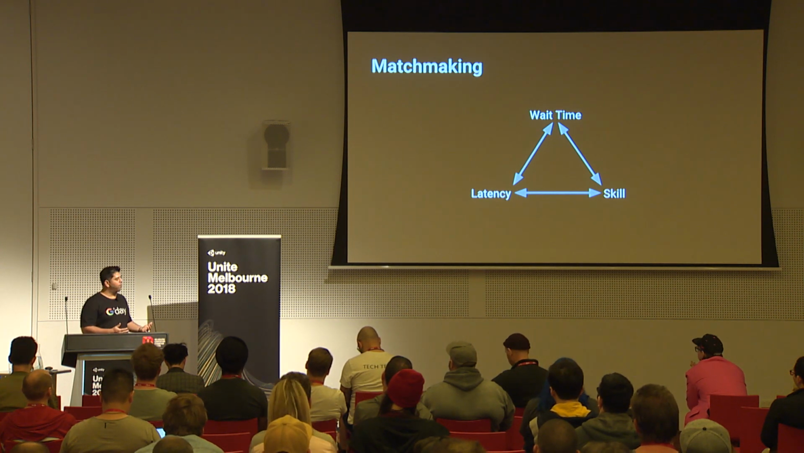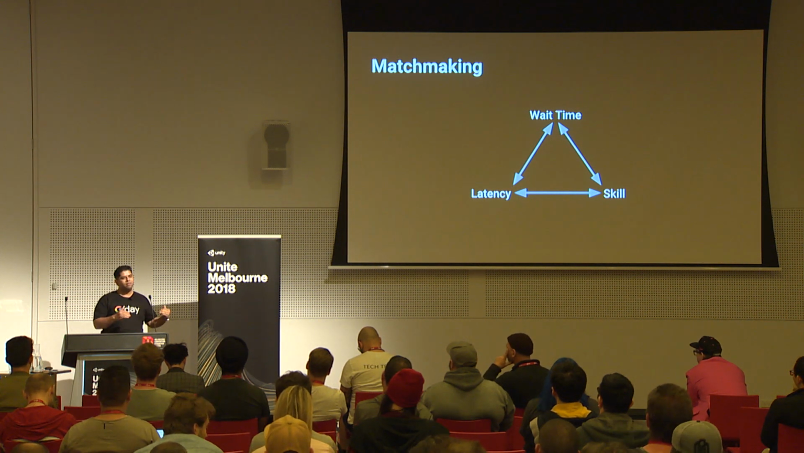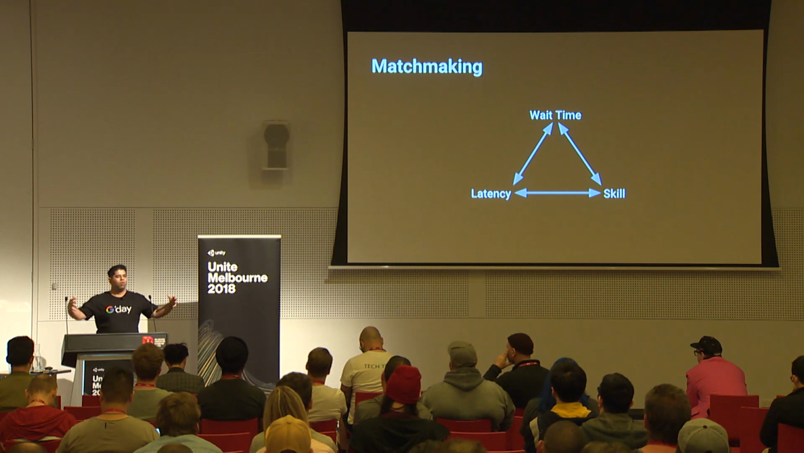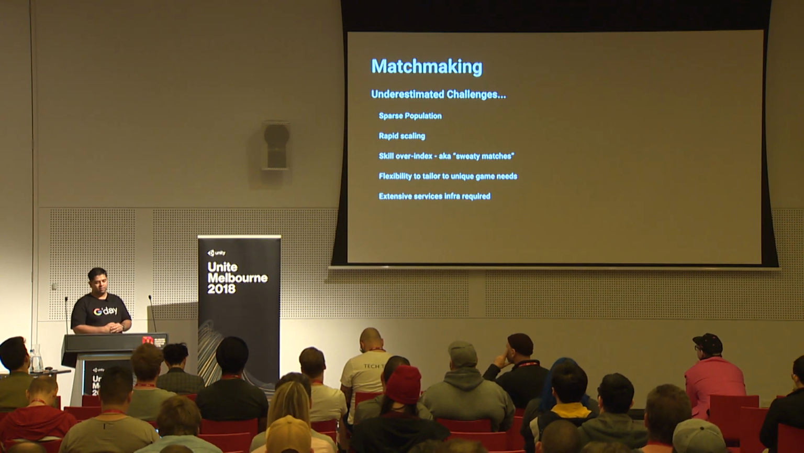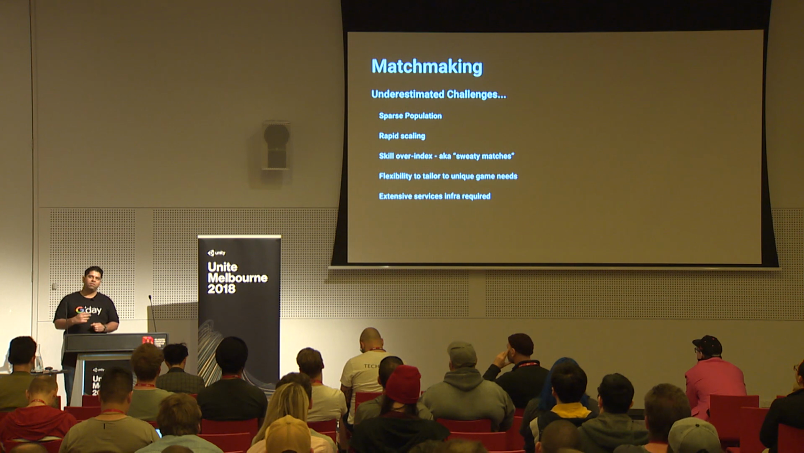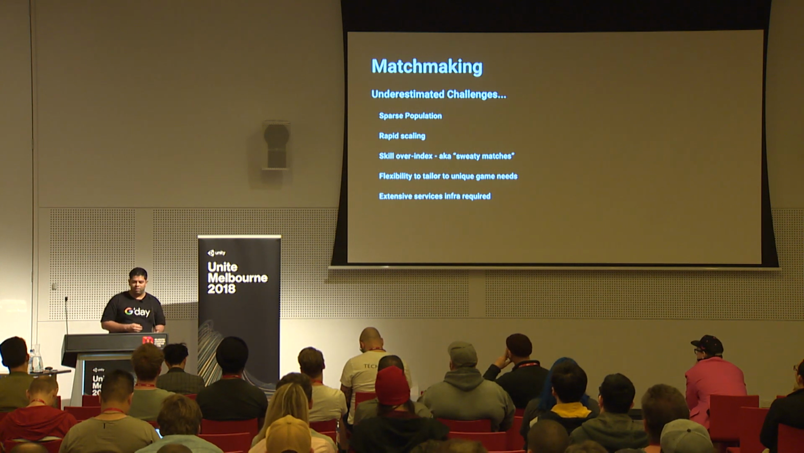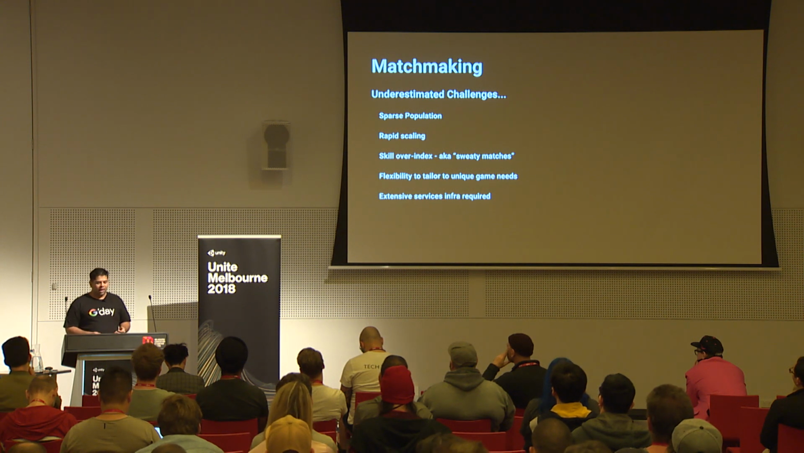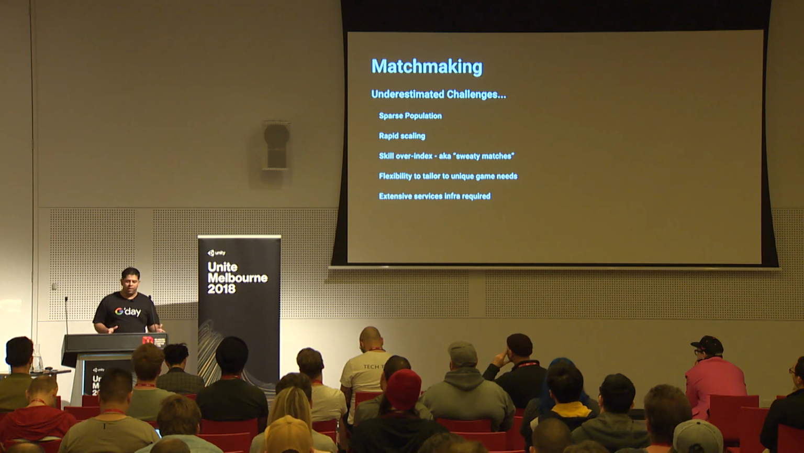So instead, a common approach is to define acceptable bands for each of these, and then as the wait time grows, you start to loosen those bands to let more and more people in so that you can get a match going and people are able to play. But as a result of taking that initial approach, some challenges are often forgotten or underestimated, such as a sparse population. What happens if there are only 10 people in the queue, and what if they're split across multiple game modes and are geographically far apart?